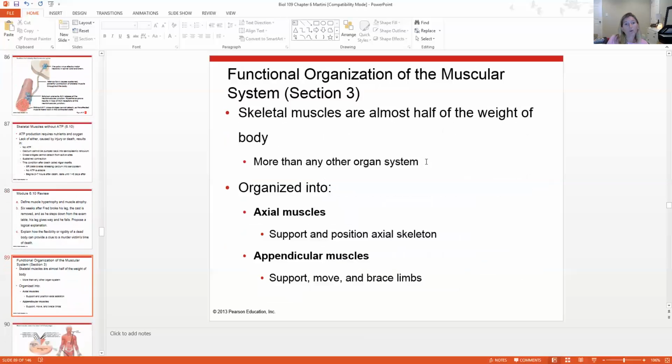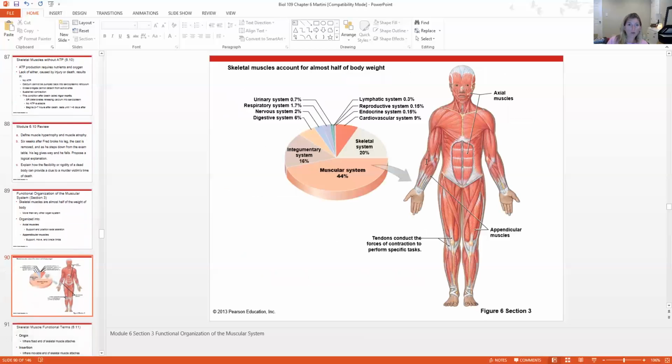Let's talk about the functional organization of our skeletal muscles here. About half of our body weight should be muscle. It's more than any other organ system if you're of a healthy weight. It's organized into 2 main classifications: axial muscles, which are supporting the axial skeleton, our head, neck, thorax, abdomen, and then the appendicular muscles, which are our limbs, our arms and legs. There you go. Normal body weight should be mostly bones, skin, hair, nails, and muscles. Everything else makes up a much smaller percentage.